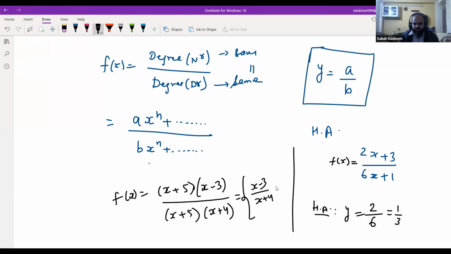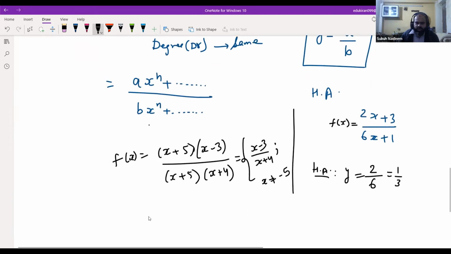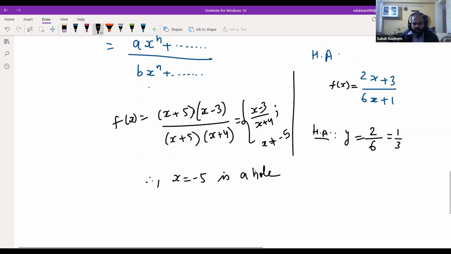X plus 5. So when you cancel it, what is the condition there? X is not equal to minus 5, because x plus 5 cannot be equal to 0. In such situations, what do we call it? A hole. It is not an asymptote. It is a hole, because it is in the numerator also, and in the denominator also. If it was only in the denominator, then it was a vertical asymptote. So it is not a vertical asymptote. Are you getting the difference? Yes, sir. So it's false. Yeah.